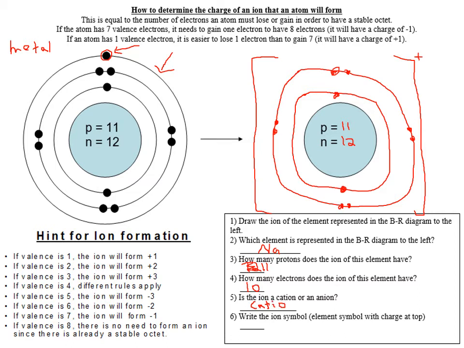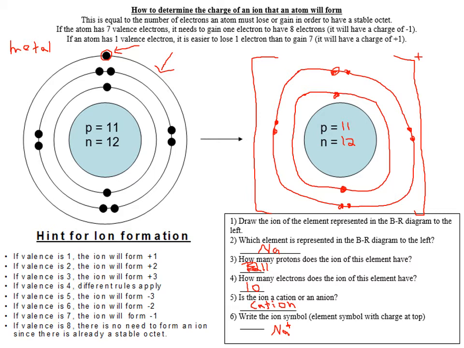And if you were to write the symbol for this ion, you'd simply put Na with a plus on top because it lost 1 electron. So metals lose electrons to become stable. If it lost 2 electrons, you would have taken away the 2 electrons. In the square bracket, you would have put a 2 plus. If it lost 3 electrons, you would have taken away the 3 electrons and put a 3 plus to the top right of the square bracket.